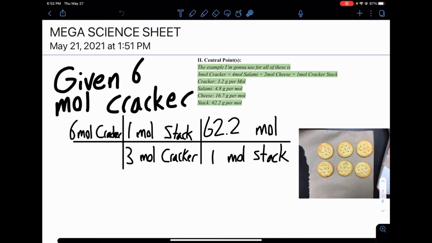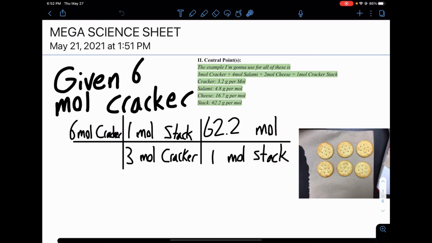So first off, let's say we're given 6 mole crackers and we're supposed to find how many grams of cracker stack you end up with. Well, the first thing you want to do is get the amount of crackers you have, or whatever you have in this equation, and figure out how many of that in the equation is equal to however much of what you're finding. So we're going to say we start with 6 mole crackers, and 3 mole crackers is 1 mole of stack, so we'll do that.